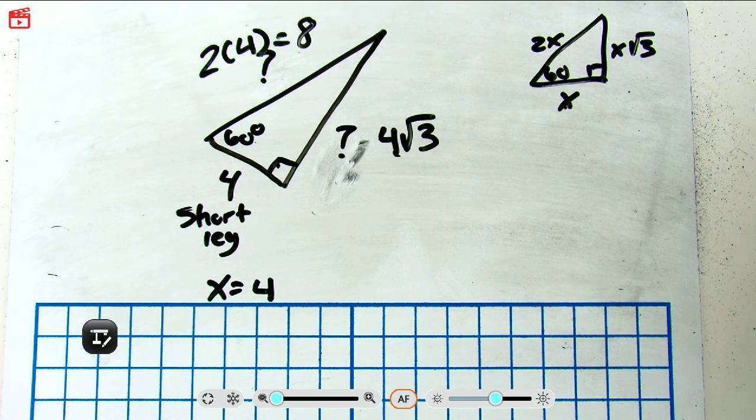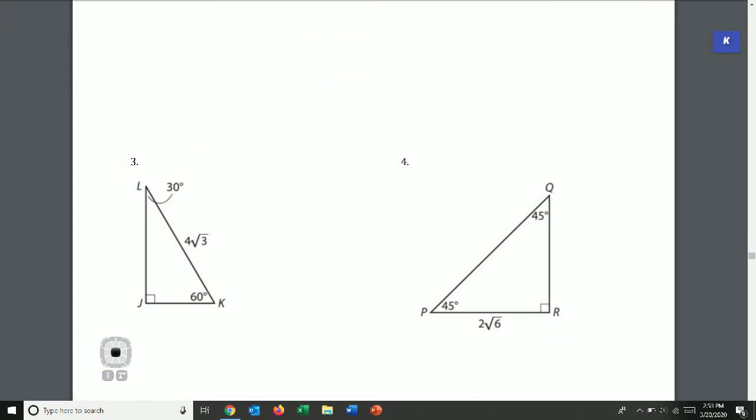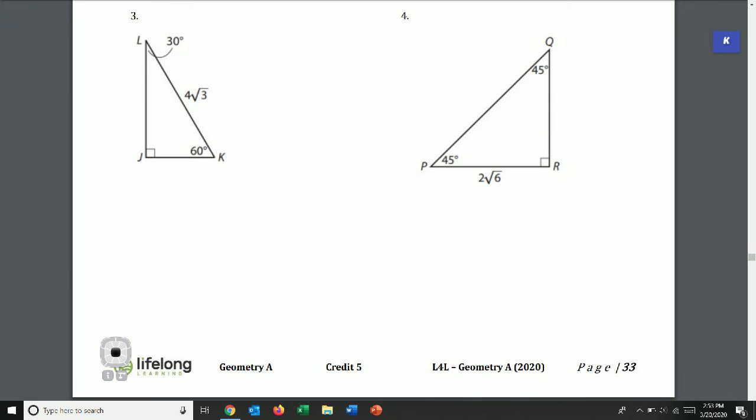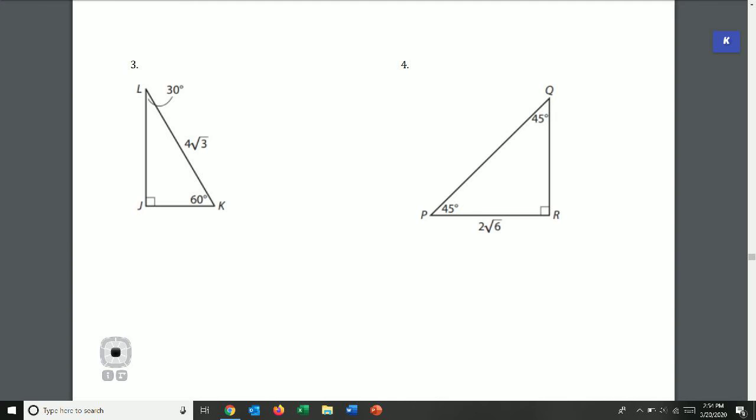And then let's try one more with a 45-45-90. So we'll try problem number 4. Just because it looks a little bit difficult, so I have PRQ, and again this is 45-45-90, and then I have one of the legs is 2 square root 6.